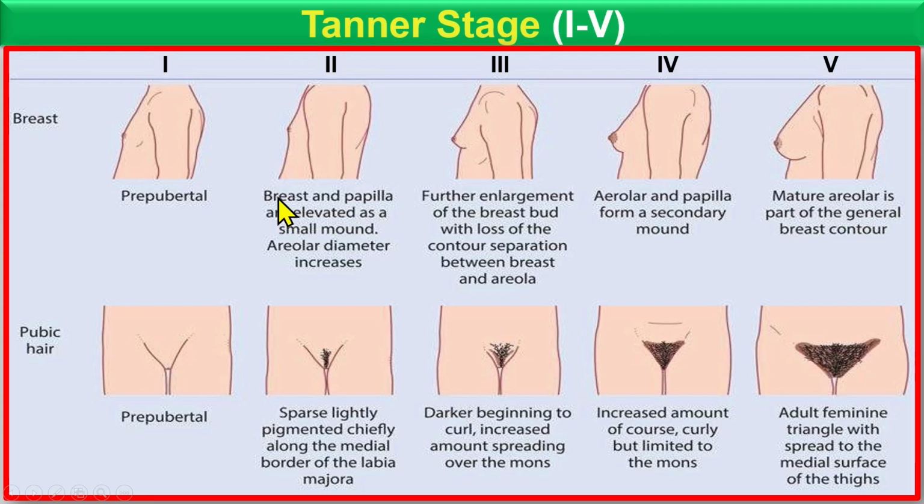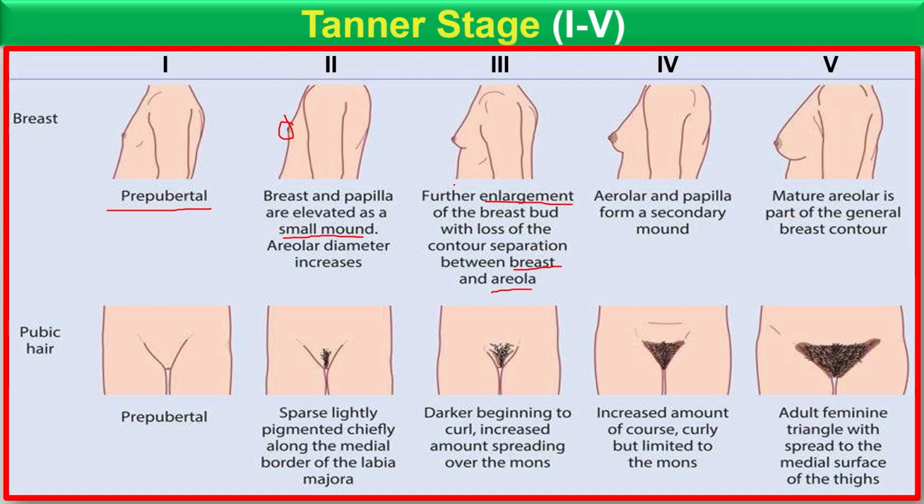If you look at the Tanner stages closely, the first is pre-puberty, no growth, while in the second stage there is a small mound, only a small mound. Okay, and in the third stage, you see further enlargement of the breast, but there is no separation between the breast and the areola.